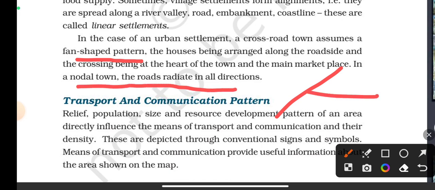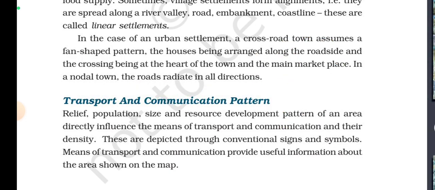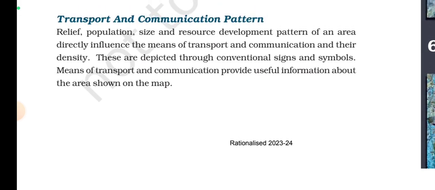So in a nodal town, just like similar to star network, but these radiate from the center, so they are not just crossing but they are radiating outward, like this. Just the imagination is different, all the others are the same like a star. Now transport and communication pattern.